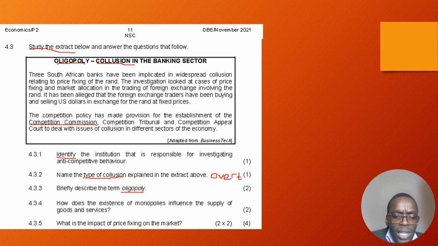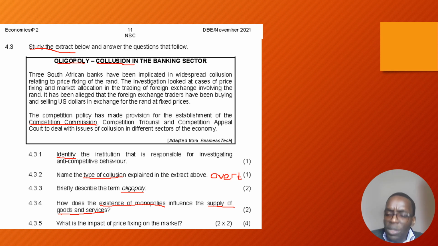Okay, now then the next one, how does the existence of monopolies influence the supply? In other words, the existence of monopolies, how does it influence the supply of goods and services? Okay, how does it influence the supply of goods and services? Now what we now know is when there are monopolies in the market, or in the economy, then we are going to have a small number of suppliers.